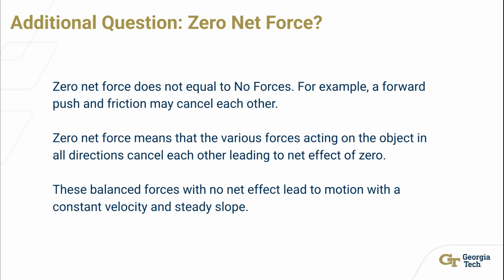Another question that we're supposed to discuss is, what about zero net force? Zero net force here does not mean there are no forces acting on the object. For example, a forward push and friction may cancel each other out. All the forces acting on the object in all directions cancel each other out, leading to a net effective force of zero. And these balanced forces lead to motion with a constant velocity, hence the steady slope.